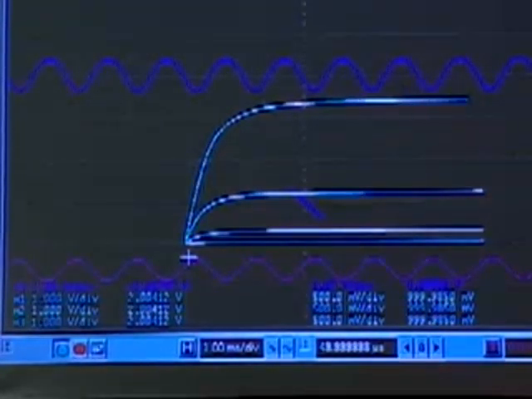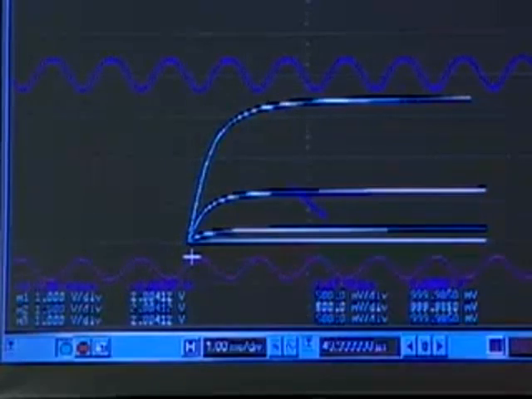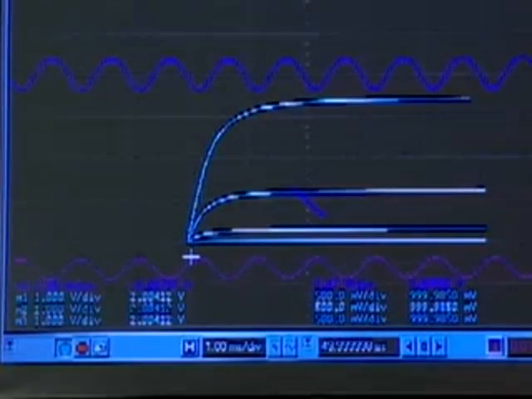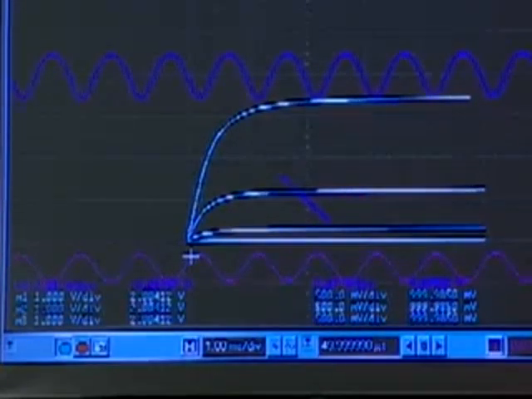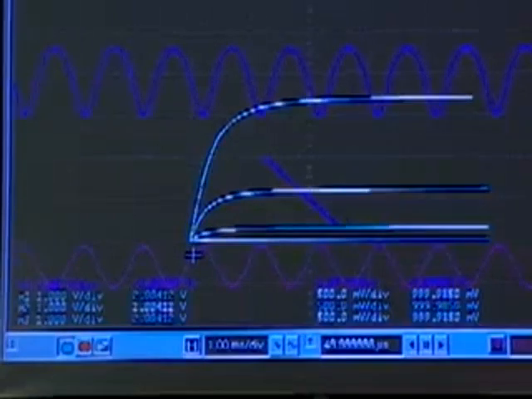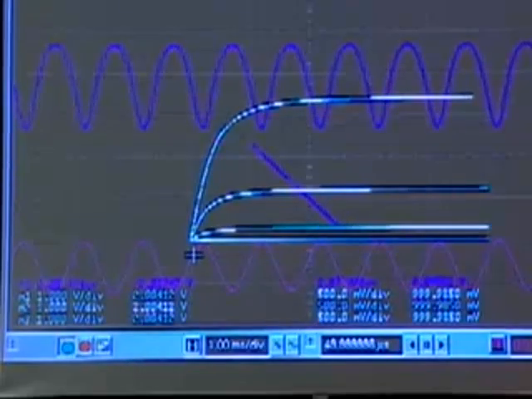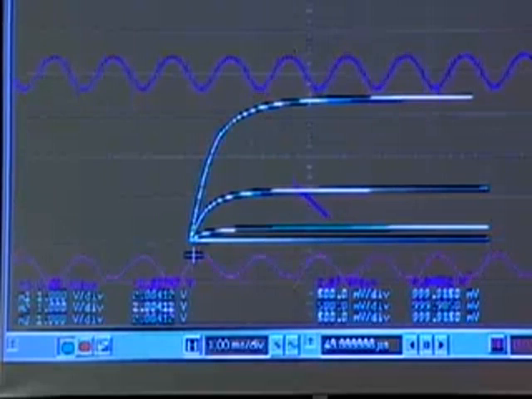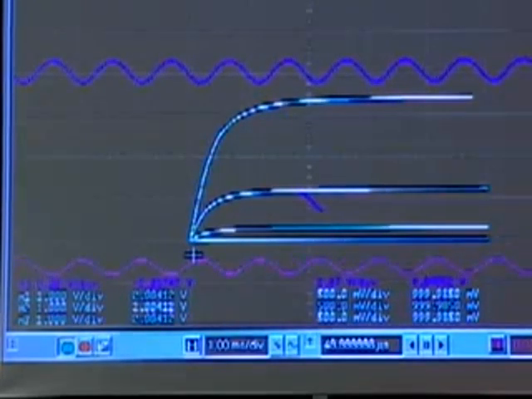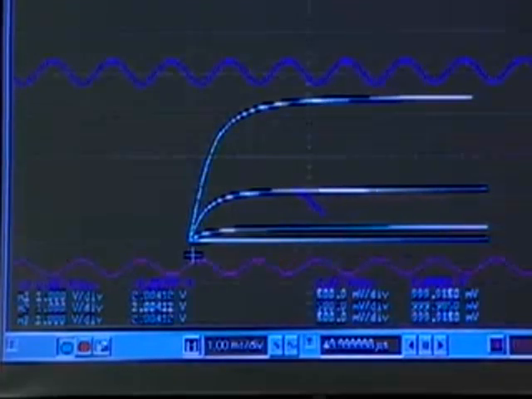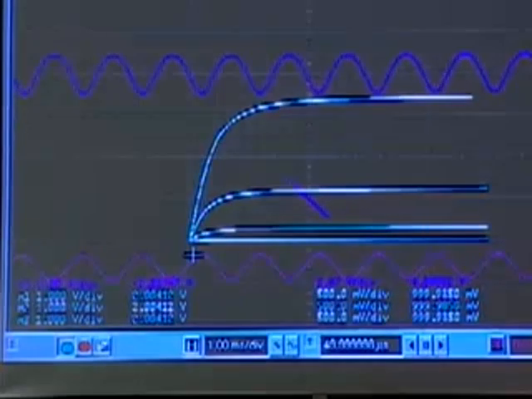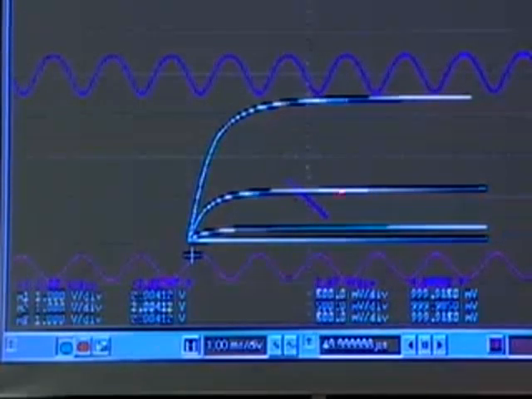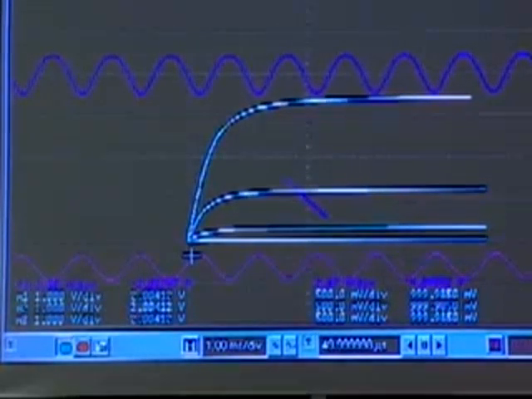Okay. Now let's have some fun. As I increase my input, you can see that a larger portion of the load line is articulated, right? There you go. And as I decrease my input, a smaller region of the load line is articulated. Okay, let's leave it here for a moment. This is the region here that we're looking at.